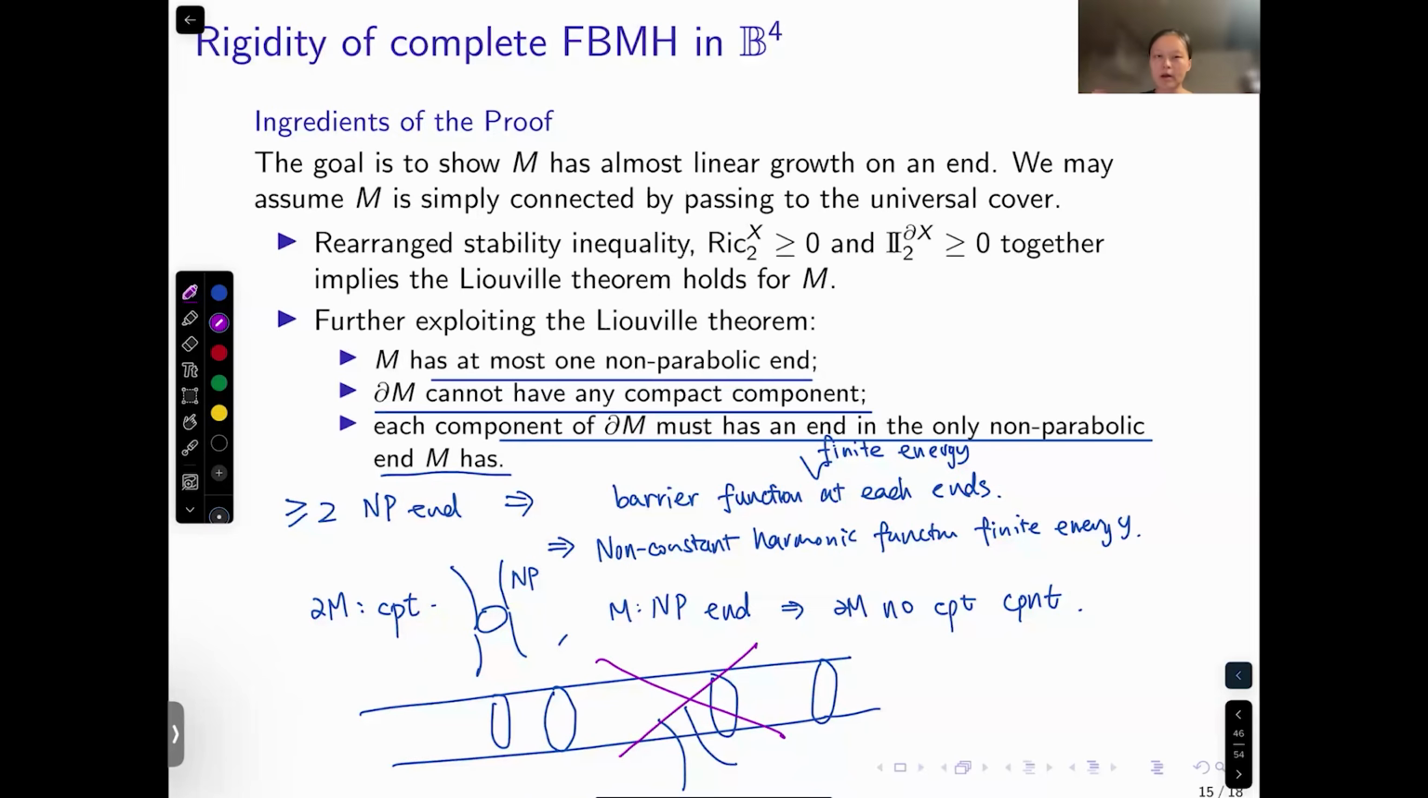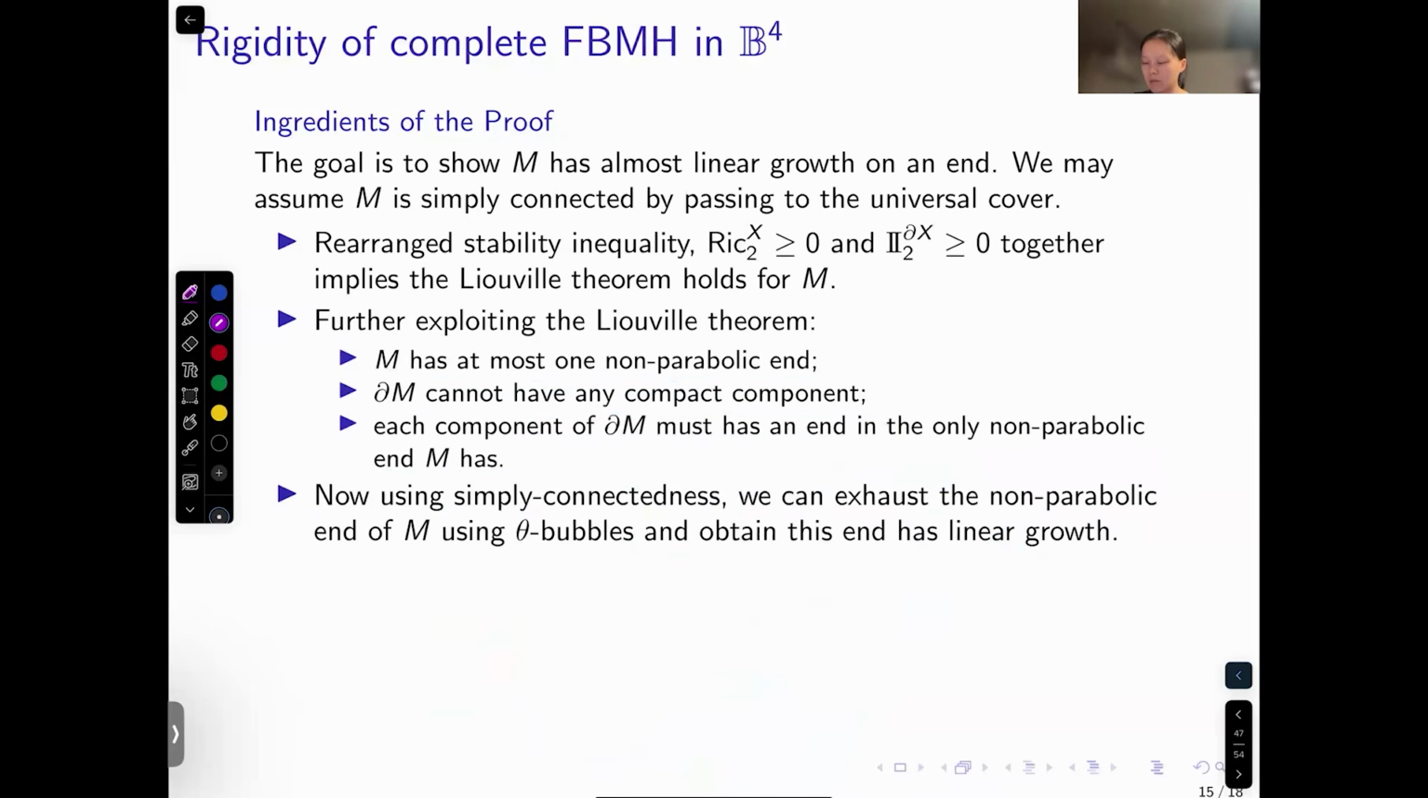So with these eliminated, we can also pass to the universal cover so that M is simply connected. Then you can exhaust M using these theta-bubbles and prove that it has linear growth, and that gives you the characterization that M has to be totally geodesic. So I think that's all I want to talk about today.